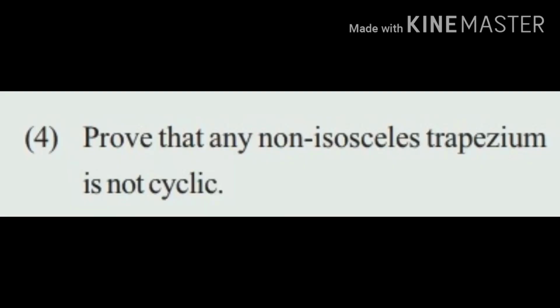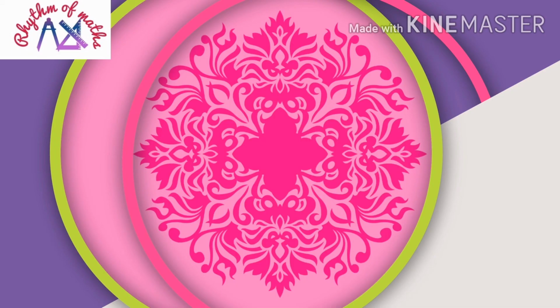Okay. Next is question number 4. Prove that any non-isosceles trapezium is not cyclic. Same like the previous question, you can solve this. Just draw a rough figure of a non-isosceles trapezium and prove it in the same manner. That you can do. So try to do that.